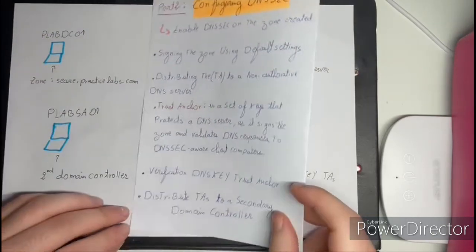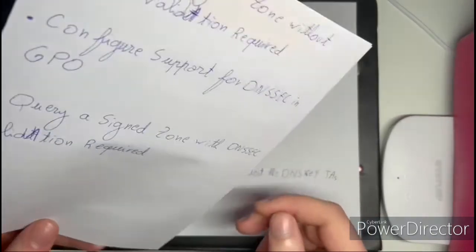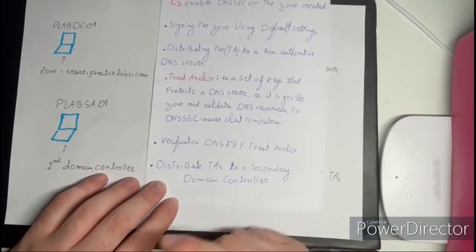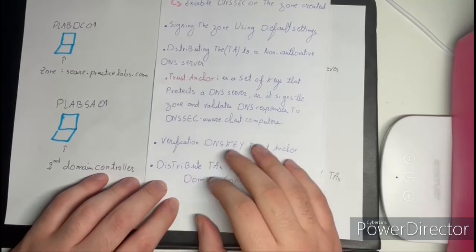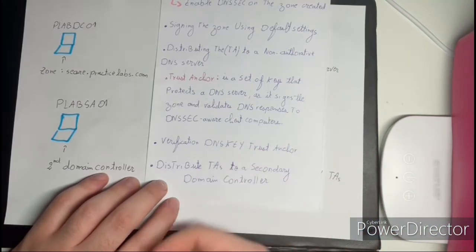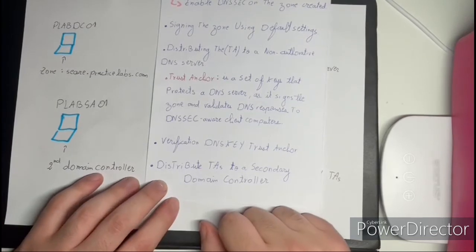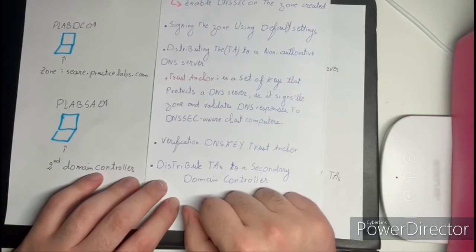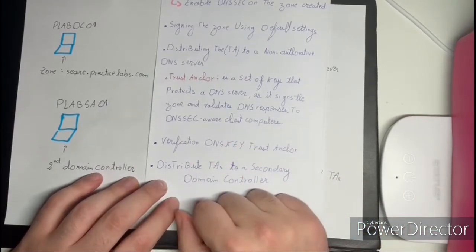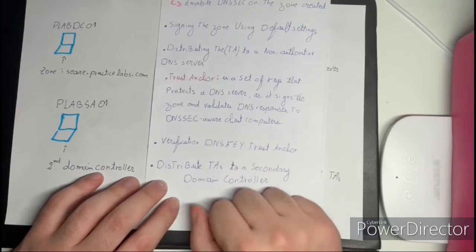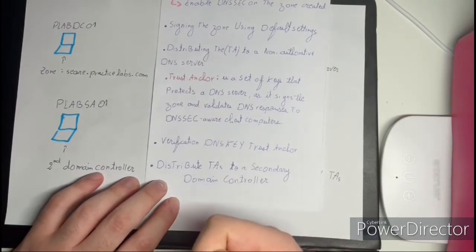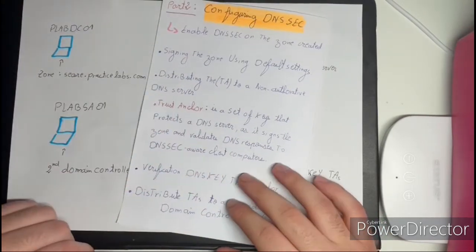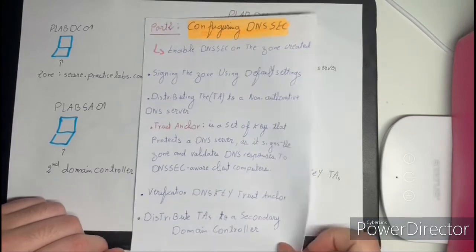Now comes the next one. Still more stages, but that's fine. In this step, typically DNSSEC keys are copied to other DNS servers for redundancy purposes, and they create an island of trust between the DNS servers that host the signed DNS zone. So in this step, we will replicate the DNSSEC trust anchors to the secondary domain controller that we previously configured.